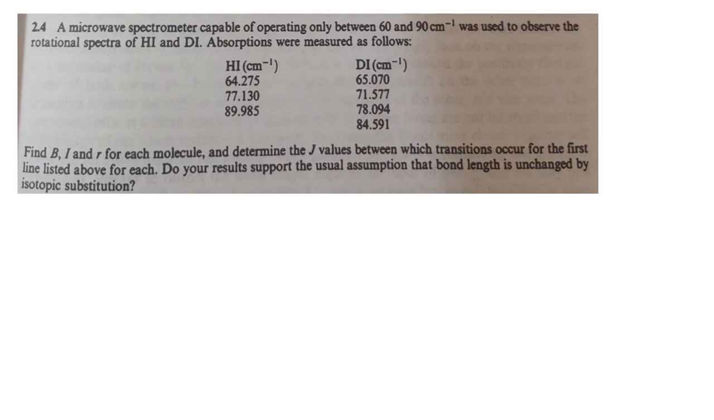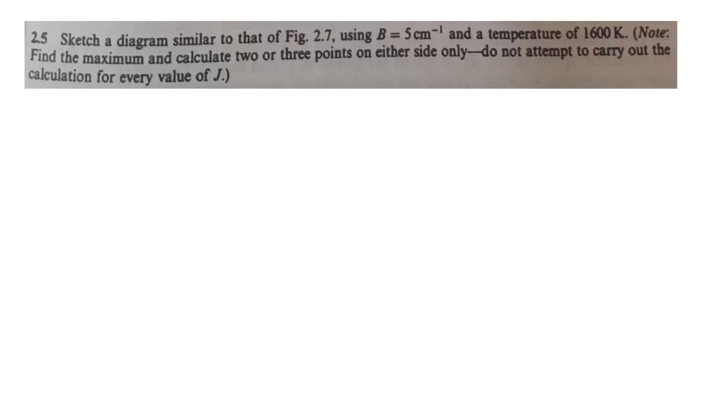So these are questions from the Banwell book. A microwave spectrophotometer, capable of operating only between 60 and 90 centimeter inverse, was used to observe the rotational spectra of hydrogen iodide and deuterium iodide. Absorptions are measured as follows, in two columns. We have to find the rotational constant B, the moment of inertia I, and the bond length R for each molecule. And we need to determine the J values between the transitions which occur for the first line listed above for each. And we have to tell whether our results, meaning the bond distance results, support the usual assumption that bond length is unchanged by isotopic substitution. Okay, I think we have only one page to do this.